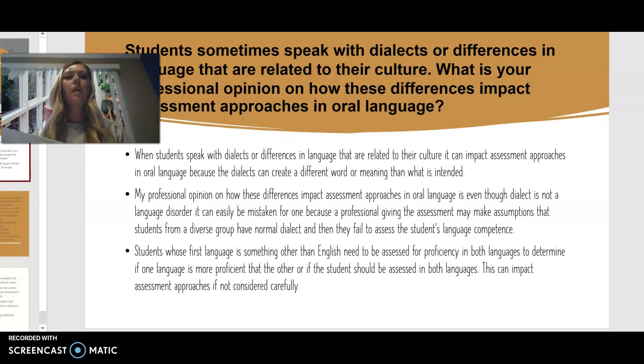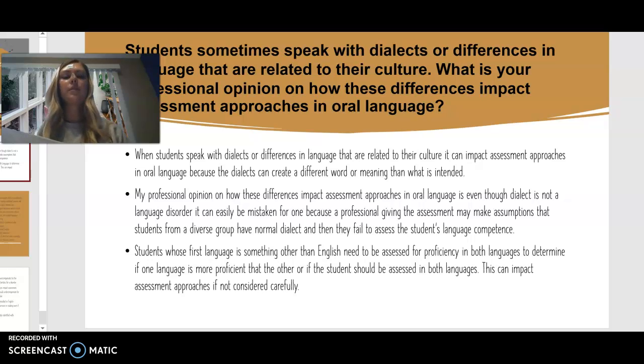My professional opinion on how these differences impact assessment approaches in oral language is that even though dialect is not a language disorder, it can easily be mistaken for one, because the professional giving the assessment may assume that a student from a diverse group, who still lives in America, has a normal dialect, and then they fail to assess the student's language to the right standard that it needs to be assessed.